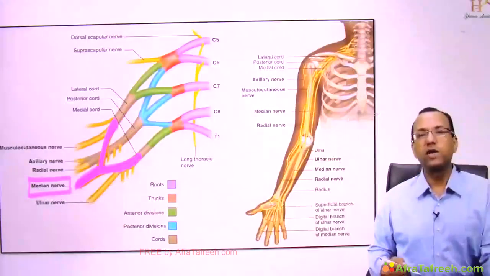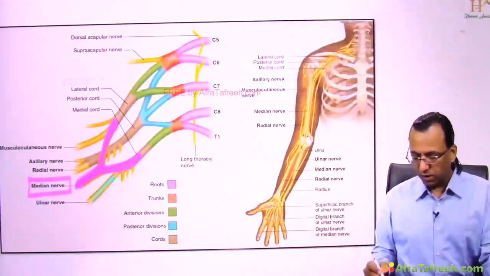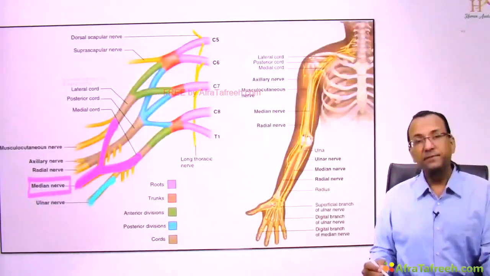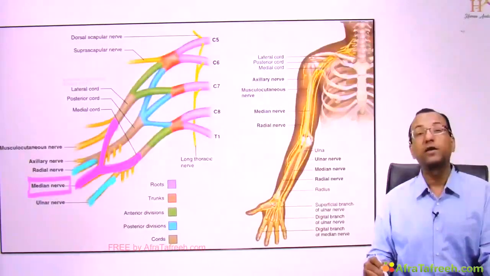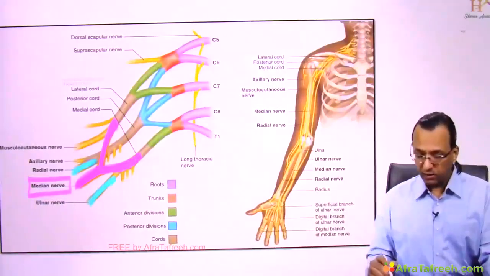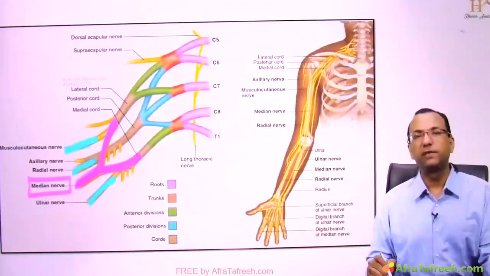So now you got the median nerve in the midline, and you have also got the ulnar nerve medially. Then you have got the radial nerve running in the posterior compartment of the upper limb. And then you also got the musculocutaneous nerve, which is a continuation of the lateral cord of brachial plexus.